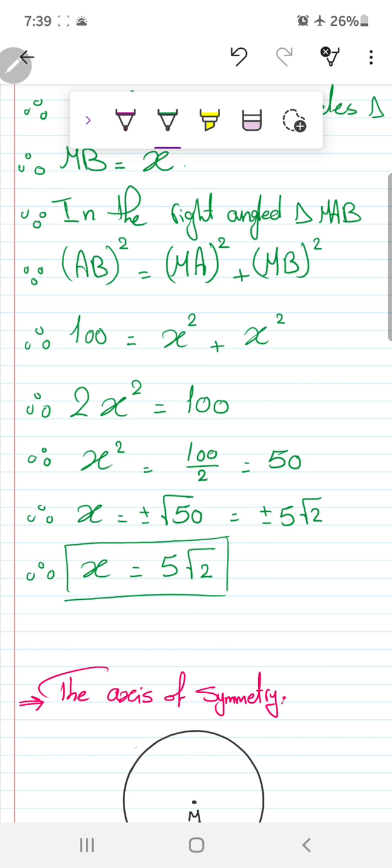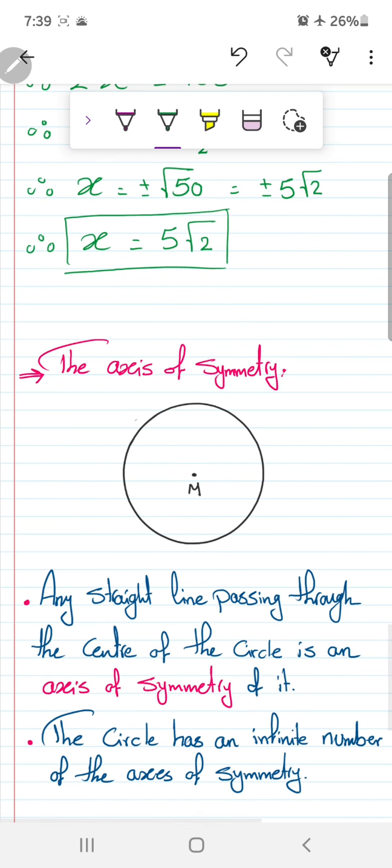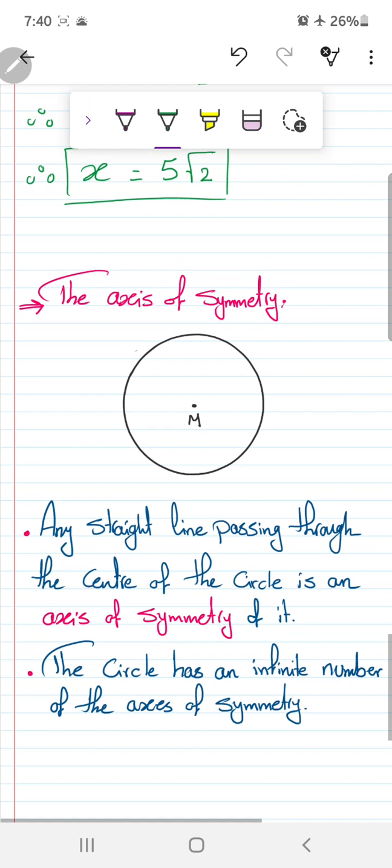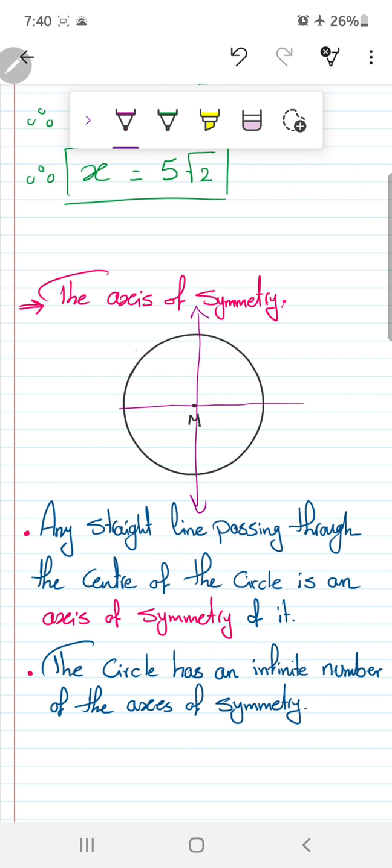We have another title: the axis of symmetry. We studied before the meaning of axis of symmetry: a straight line, perpendicular and bisector. What about the axis of symmetry of a circle? It is a straight line passing through the center of the circle. Like here, we have an axis of symmetry. Here we have also an axis of symmetry, and here another axis of symmetry.